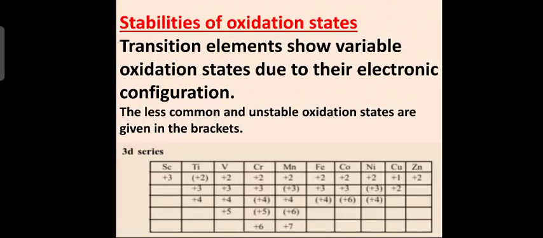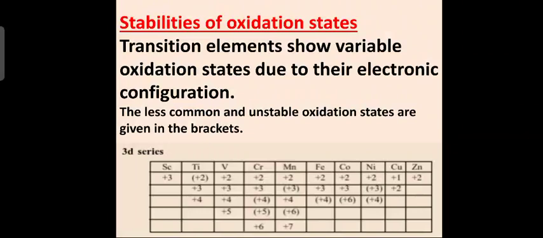Chromium, on the other hand, has stable oxidation states +2, +3 and +6, right? +4 and +5 are given in brackets, therefore they are unstable. Only in very few compounds might they be present, but they are unstable. Manganese +2, +4 and +7 are stable, correct? And unstable ones are +3 and +6. Iron: +2 and +3 stable, +4 unstable. Cobalt: +2 and +3 stable, +6 unstable. Nickel: +2 is stable, +3 and +4 are unstable.